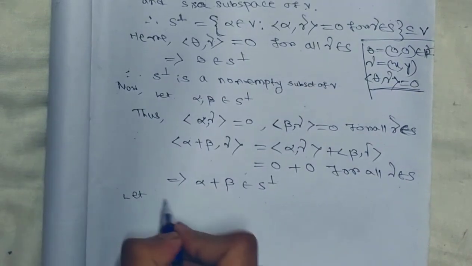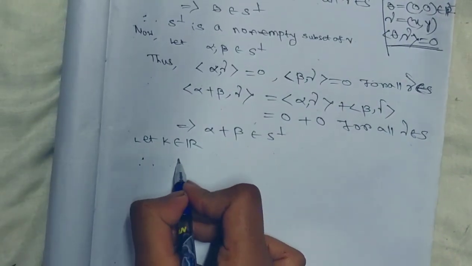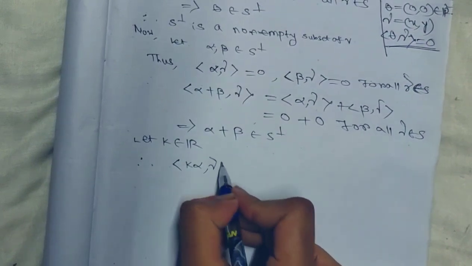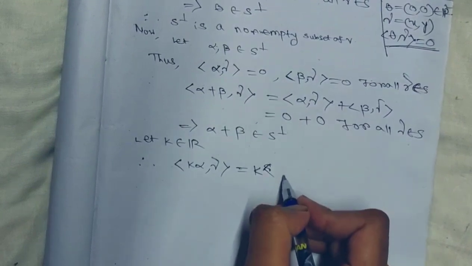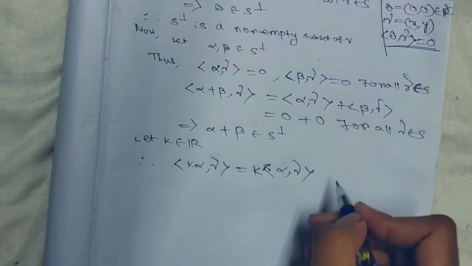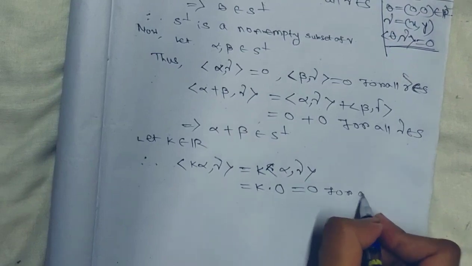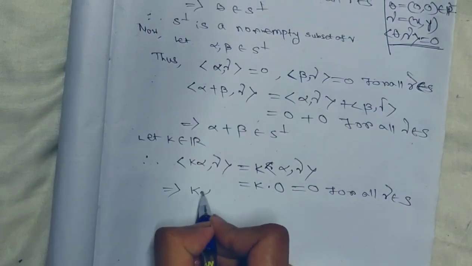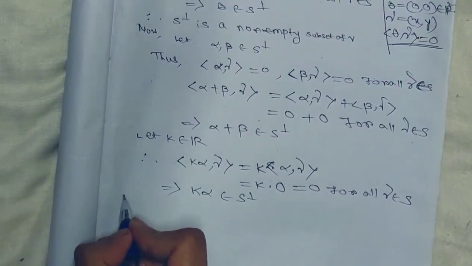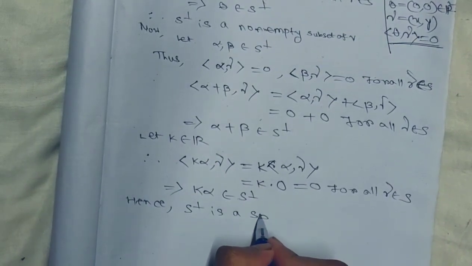अभी let k belongs to real number. Therefore inner product of k alpha, gamma equals k constant into inner product of alpha, gamma, that is equals k into 0 equals 0 for all gamma belongs to S. That implies k alpha belongs to S bar. Hence S bar is a subspace of V.